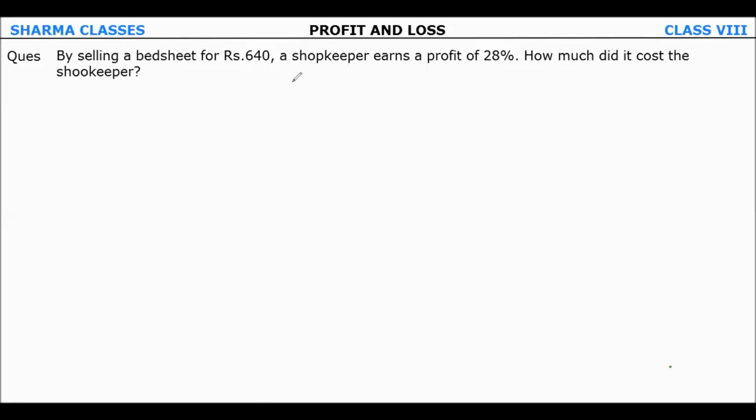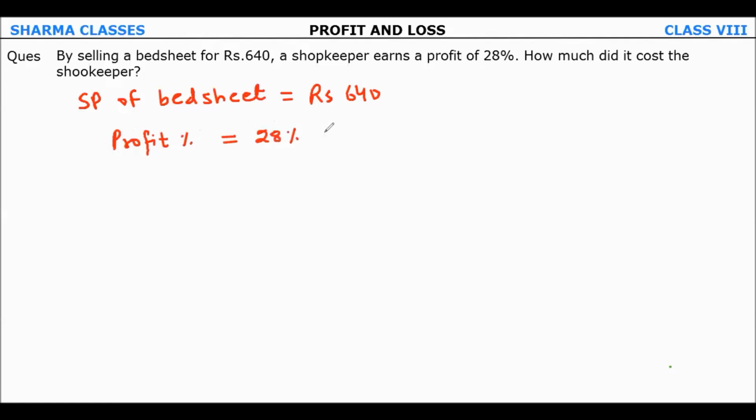From here we can see what is given to us. Selling a bedsheet for rupees 640, that means we have the SP of the bedsheet, rupees 640. Further, the shopkeeper earns a profit of 28%. That means the profit percent is 28%. Now we have to find out how much it cost the shopkeeper. Cost means CP, and there are formulas for CP.